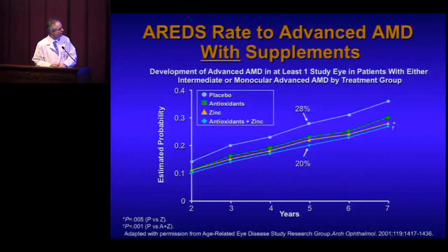The combination arm is shown there at 20% at year 5, with the risk reduction in terms of going on to advanced AMD, and also it was statistically significant decreasing the risk of severe vision loss. So it went hand in hand. And as you can see here, these curves stay separated throughout the entire course of the study, and this was statistically significant.